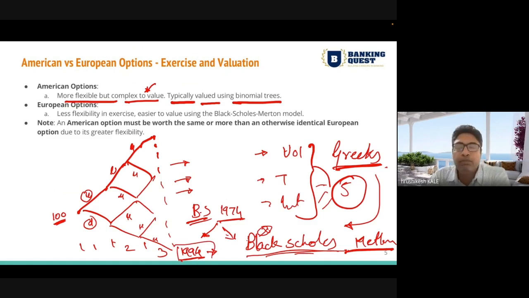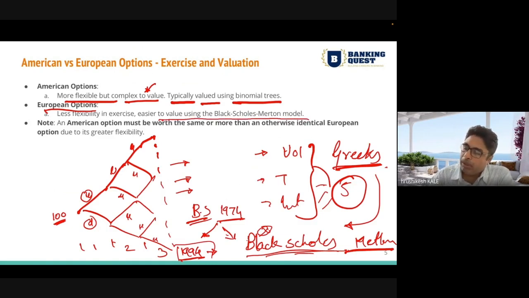And very few people who are in quant finance work on the Black-Scholes model. And even after 50 years, the Black-Scholes model is widely used. Yeah, European options are easy to value using the Black-Scholes-Merton model.